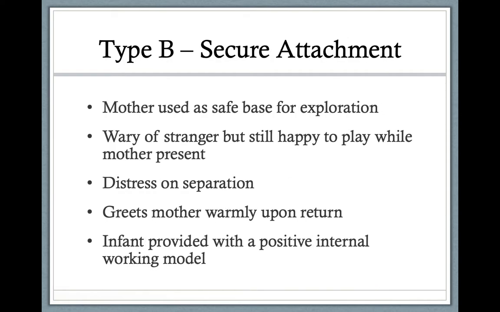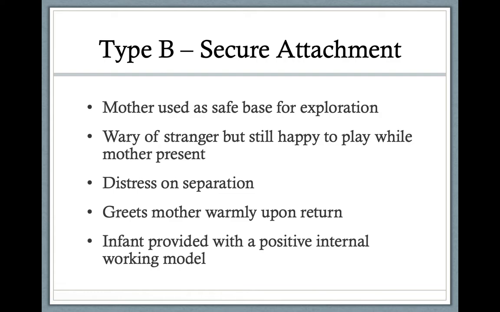Type B, secure attachment, the sorts of things that these babies showed were they were using the mother quite a lot as the safe base. So using her as a really good base to come back to. They were wary of the stranger, but still happy to play while the mother was still there, so they still felt comfortable when the mother was there. When the mother left, they were extremely distressed, so they weren't happy, so lots of separation anxiety.